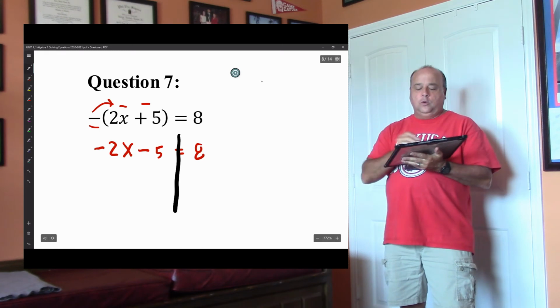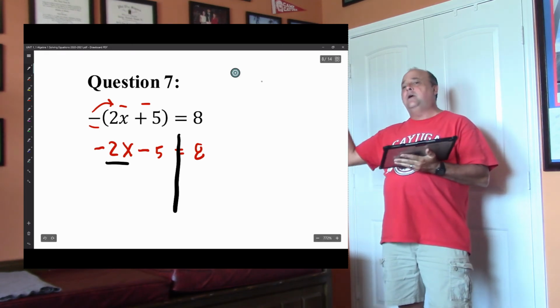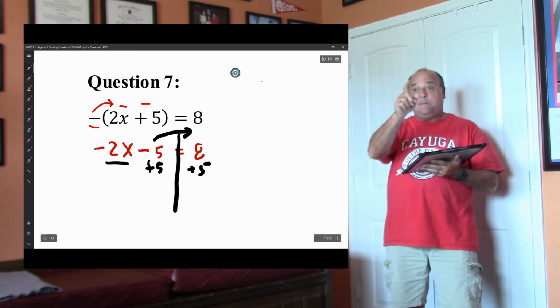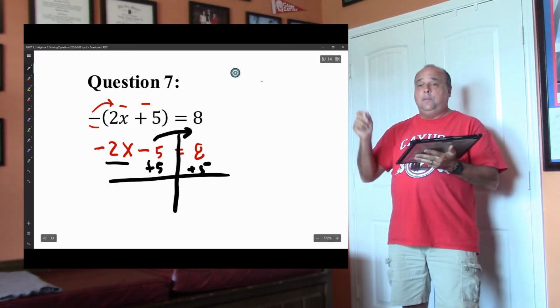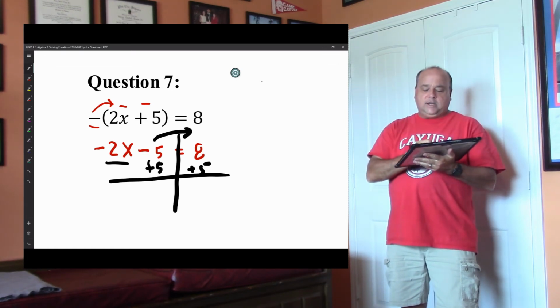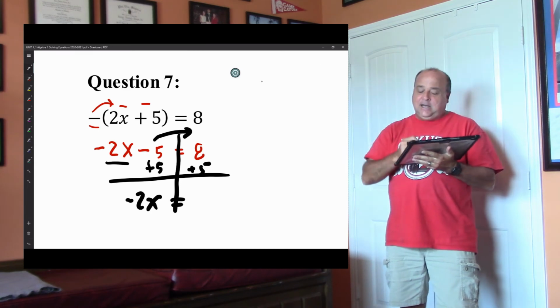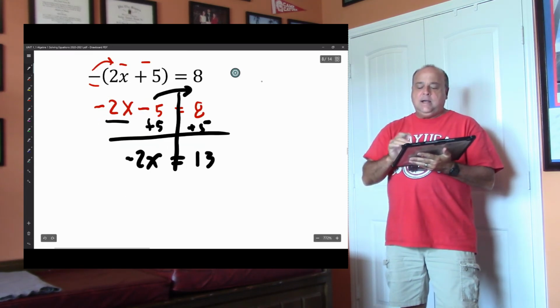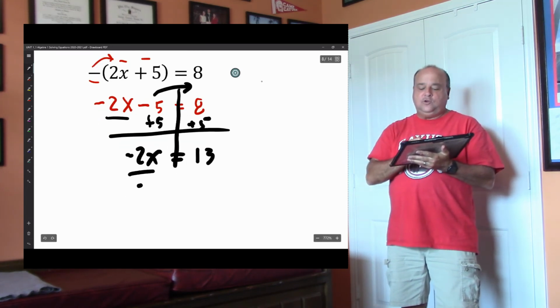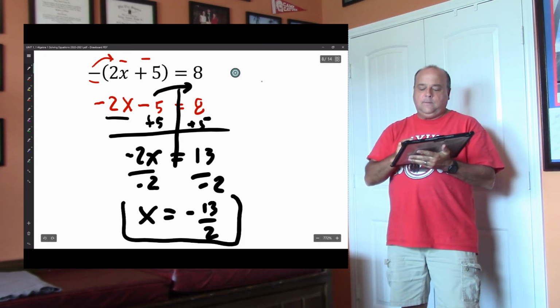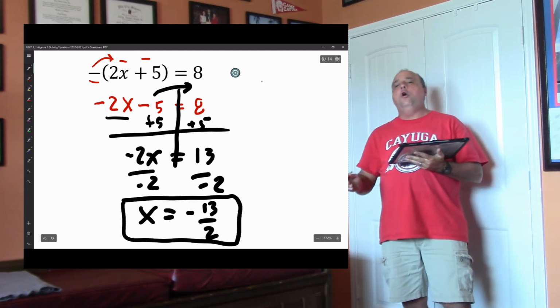Now then, we're going to group. The 2x is on the left, so the numbers have got to go to the right. So the opposite of minus 5 is a plus 5. We're going through this pretty quick because my battery is about to die. Draw a bar. The negative 2x drops. Equals 8 plus 5 is 13. Now then, the coefficient is negative 2. So we get x equals negative 13 over 2. And that would be the answer.